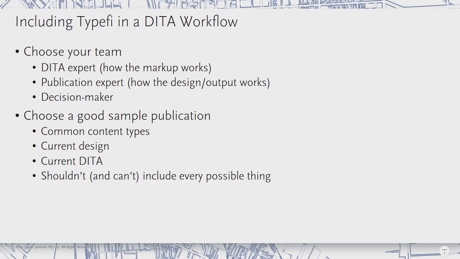Choose a current design, so don't pick something that you did 25 years ago because it contains all that stuff, but it doesn't look like what you do now. And then current DITA. If you're also iterating how you're using that code, use a more current one so we're not building a transform to something that doesn't work that way anymore. And again, it's impossible to include everything that you will ever do from now until the end of time. So scope it so that it's something we can do successfully and then continue adding to it as time goes on.